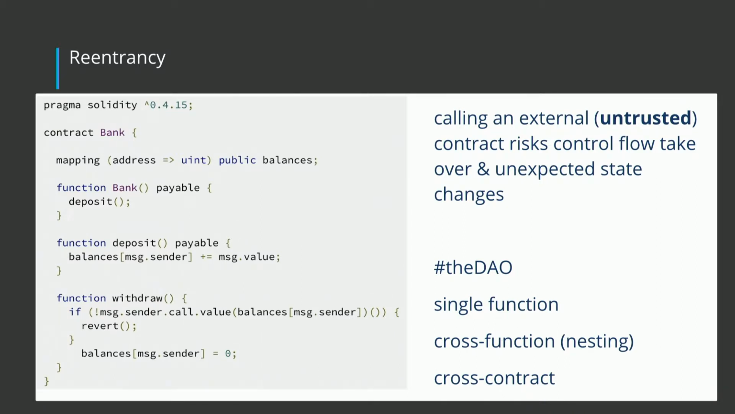At that point, you don't know what's going to happen. Because of that, it's really important to do all kinds of internal state changes before calling that external function, because when you call an external function, you risk control flow takeover, and then it could change your state in all sorts of bad ways. And this can happen inside a function, it can happen cross-function, and it can happen cross-contract. Cool, we got that? Awesome.